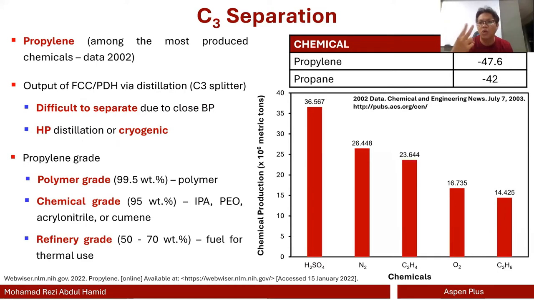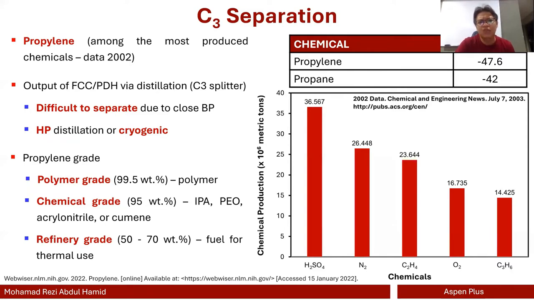Basically, hydrogen atoms will be stripped off from the propane to produce propylene and hydrogen. So the output of the reactor from the PDH will be propylene, propane, as well as hydrogen. And let's just focus on propylene and propane. These two components are usually separated in the C3 splitter, which is just a fancy name for a distillation column to separate propylene and propane.